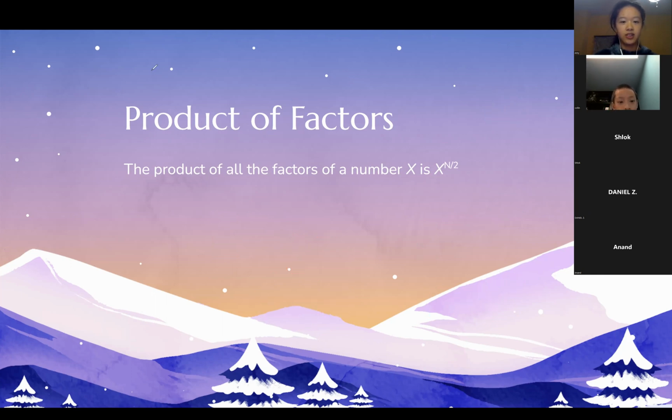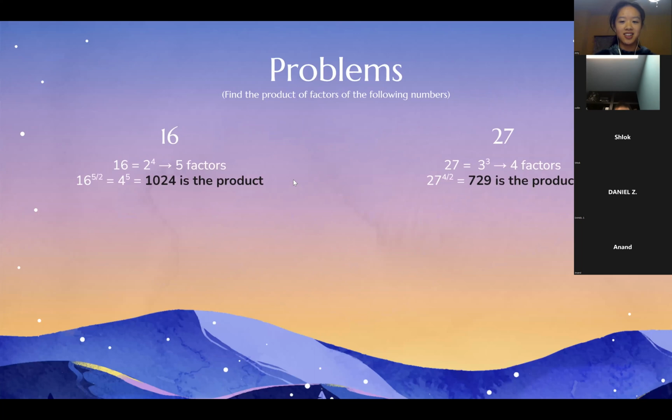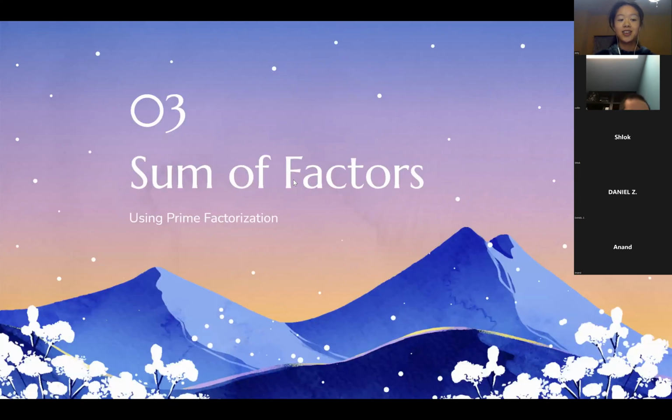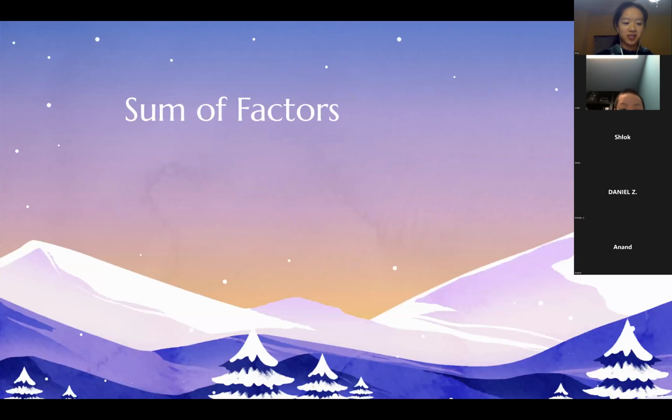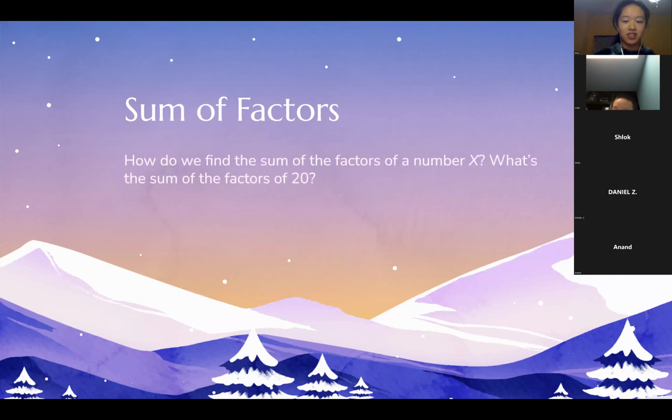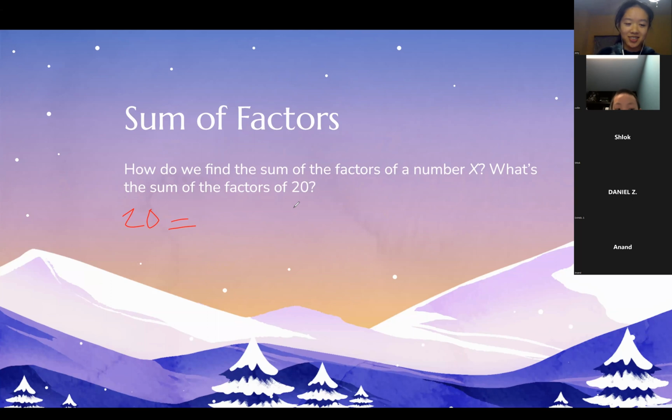Okay. One last thing, and then we'll get to the booklet. Sum of factors. This is a little bit tricky. We're going to find the sum of the factors of the number 20. I'm gonna give you a formula, but it's a little bit of a weird formula. 20 equals 2 squared times 5 to the first power, right? So we're gonna look at each of these individually.